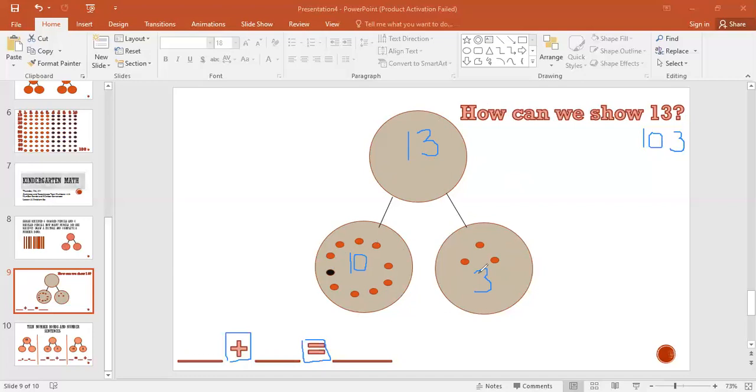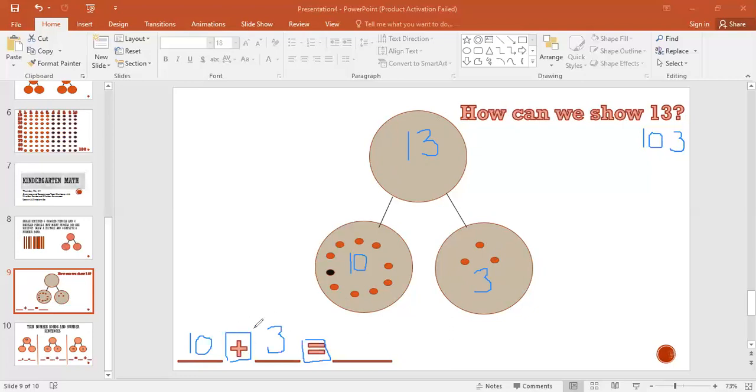Great job, guys. All right, now I need to hop on down to my number sentence. I have this first part here. Can you shout out the number that will go in this first part right here? 10. Great job, because 10 was my first part in my number bond. All right, 10 plus, what number will go next? 3. Why 3? Why not 13? Why am I not doing 10 plus 13? Good, because 3 is my second part. I know 13 is my total because it's in the circle that's all by itself.